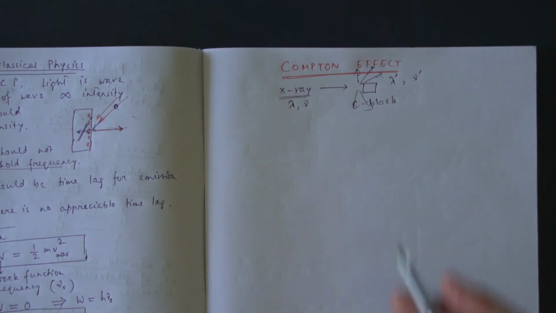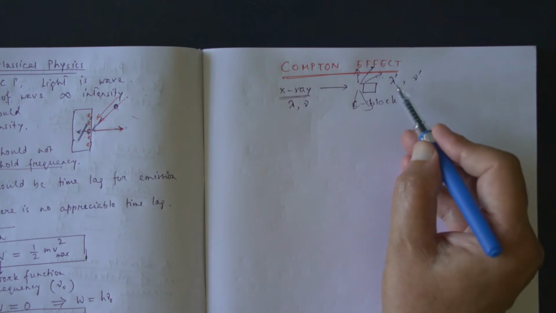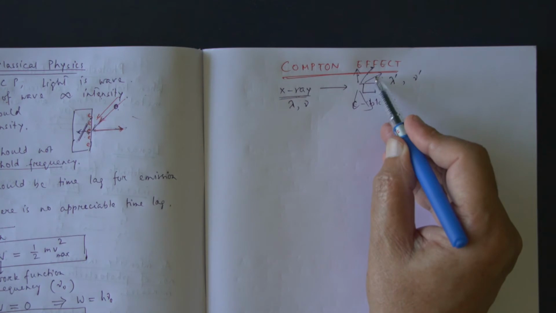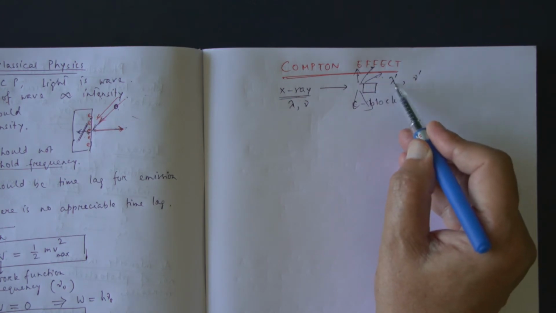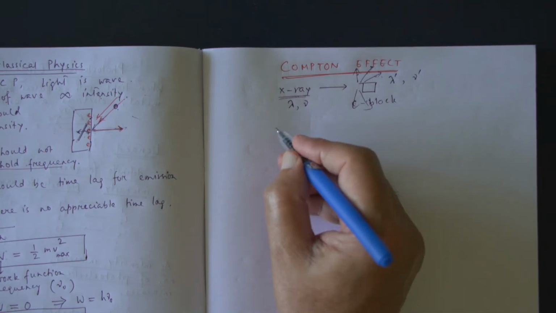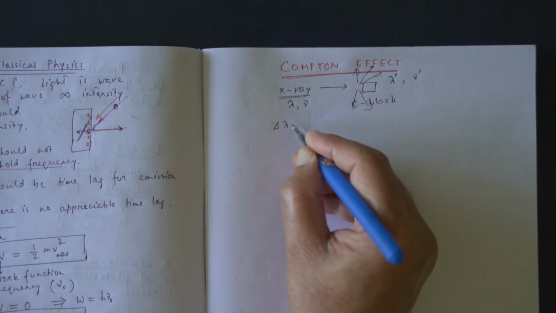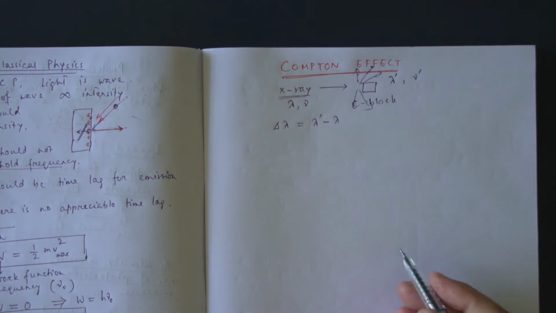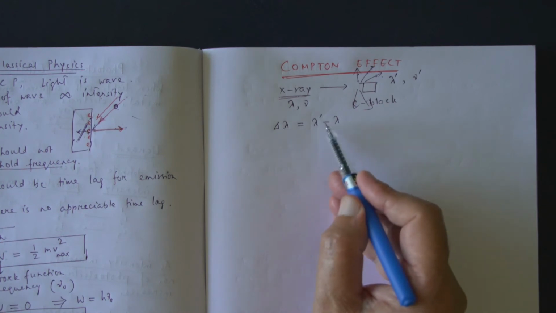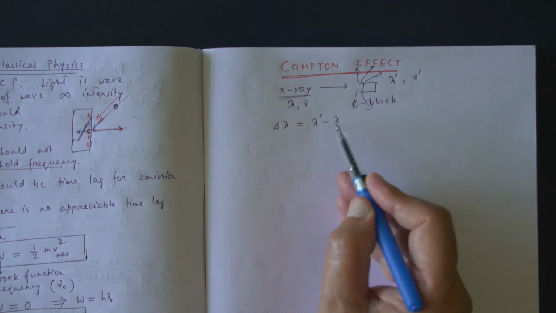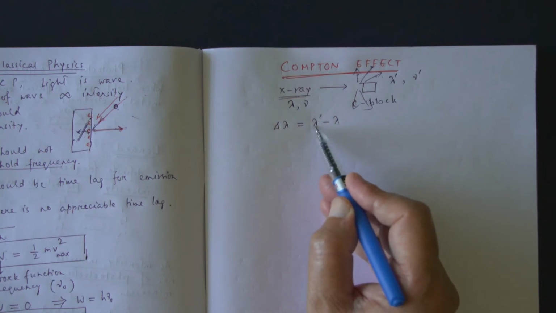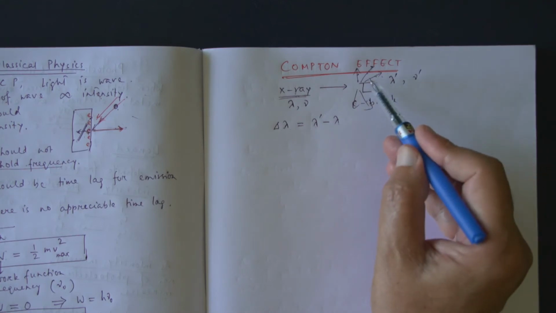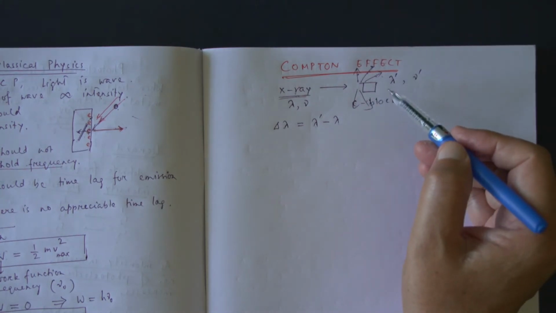Okay. Now there is a different wavelength in this scattered radiation. This difference is del lambda equal to lambda dash minus lambda, the difference between scattered wavelength and incident wavelength. This difference depends on the angle at which it is observed.